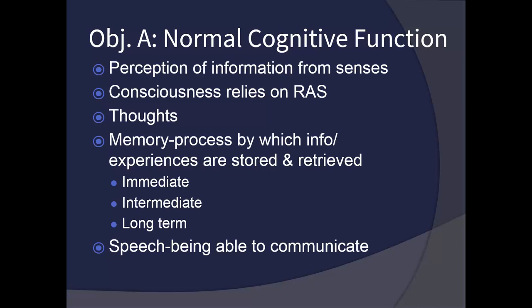So in order to plan and evaluate nursing care, first you have to understand normal cognition and the factors that place patients at risk for impairment. Perception is being able to sense and interpret stimuli. Consciousness is related to the RAS, or reticular activating system. This is discussed more in the sensory lecture. Consciousness is awareness of what's around you.